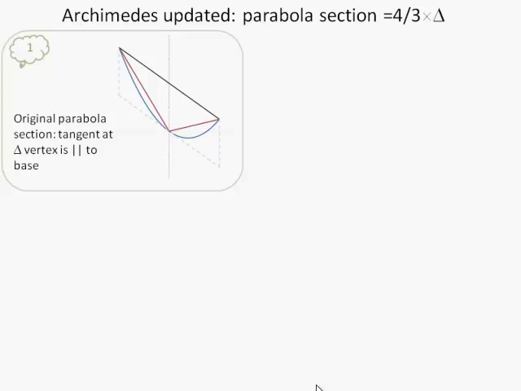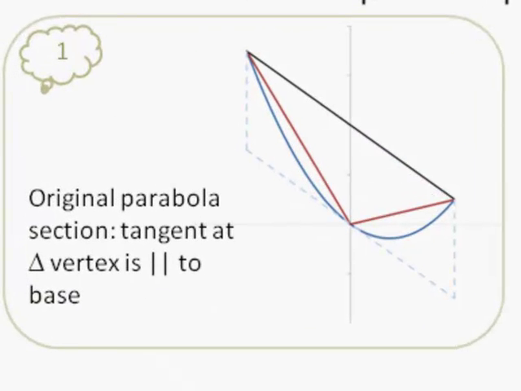Here's our first frame in the proof. You can see the original parabola. You can see the original triangle inside. Now that triangle, as I said, is the triangle with maximum altitude. So by altitude, I mean the perpendicular distance from this base of the triangle to its apex. So this triangle is the inscribed triangle that maximizes this perpendicular distance.